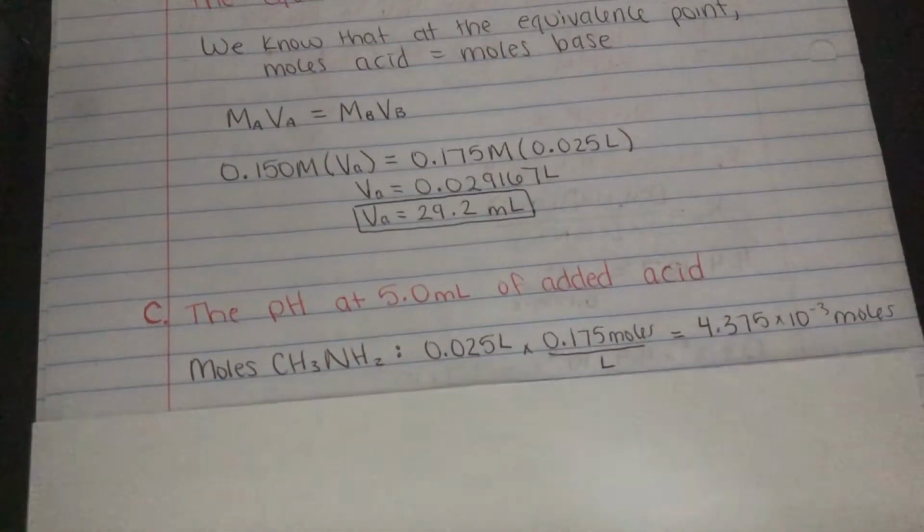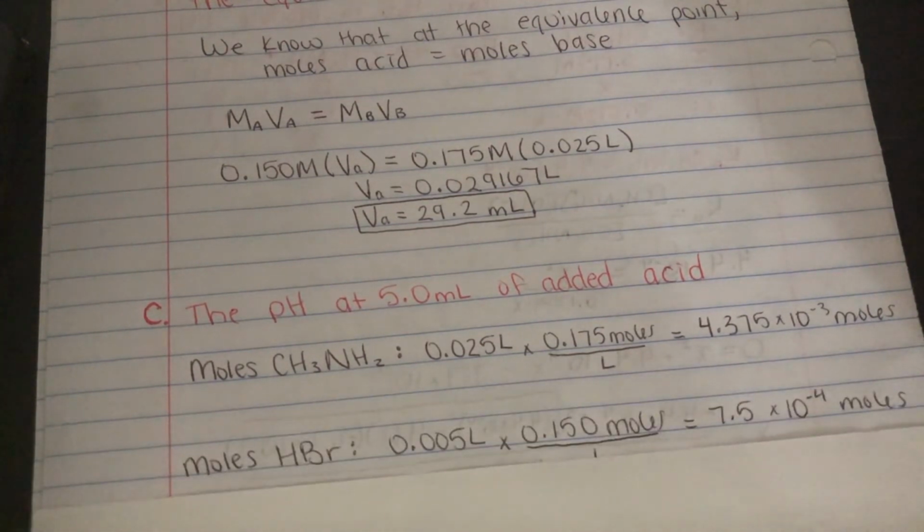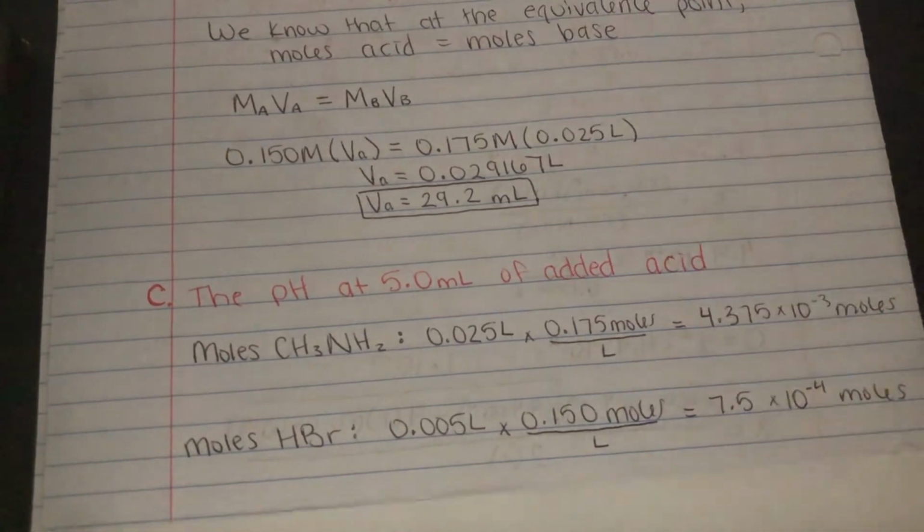For this part, we must calculate the initial moles of methylamine that we're starting with. So we do the volume, which is 0.025 liters, times the molarity, and we get that we're starting with 4.375 times 10 to the negative 3 moles of methylamine. And then we have to calculate the moles of HBr that we're adding. We're adding 0.005 liters of 0.15 molar HBr, so that is 7.5 times 10 to the negative 4 moles.